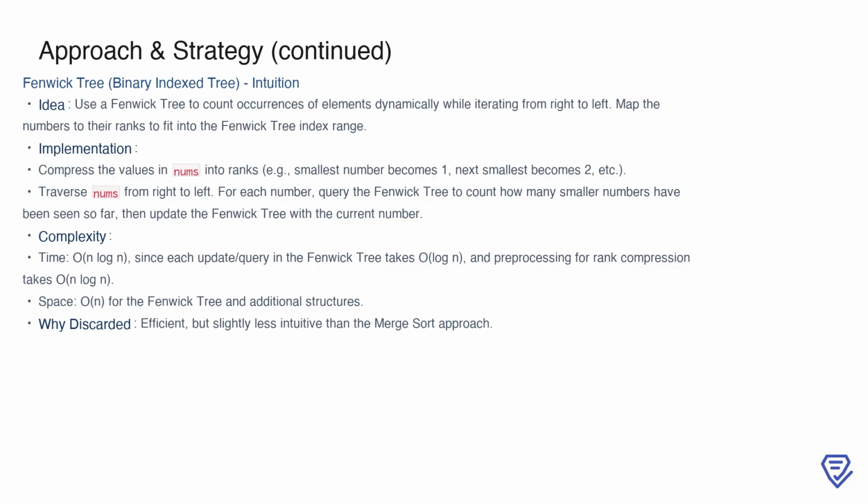The pre-processing step of rank compression, combined with the tree operations, gives this method a time complexity of O(n log n), making it efficient. However, while the Fenwick tree is a powerful tool, it is slightly less intuitive and requires additional pre-processing compared to the chosen method. This makes it less desirable for this specific problem, despite its efficiency.